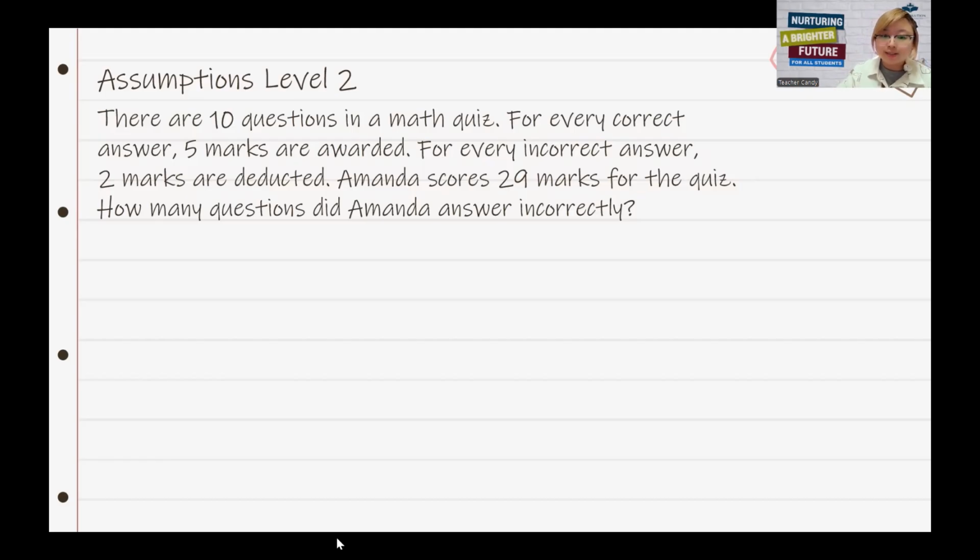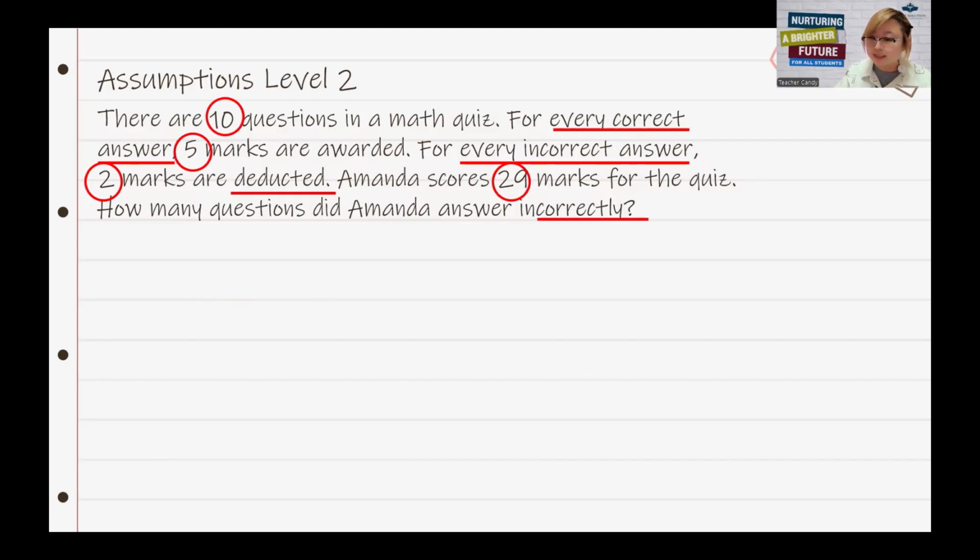Alright, fellow learners, let's take a look at this question. There are 10 questions in a math quiz. For every correct answer, 5 marks are awarded. Now for every incorrect answer, 2 marks are deducted. Now Amanda, she scores 29 marks for the quiz. How many questions did Amanda answer incorrectly?